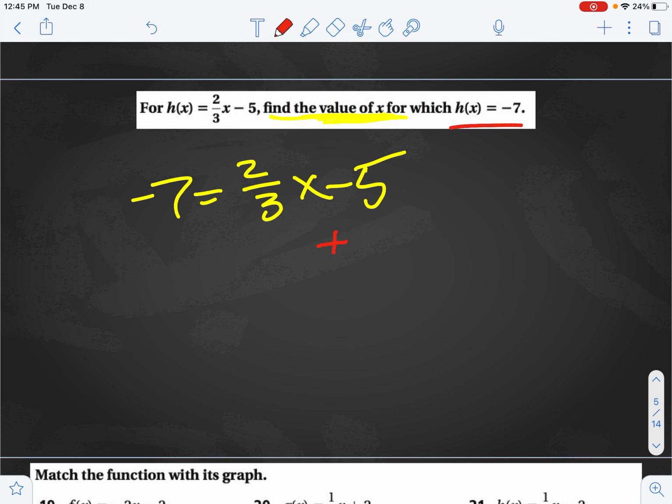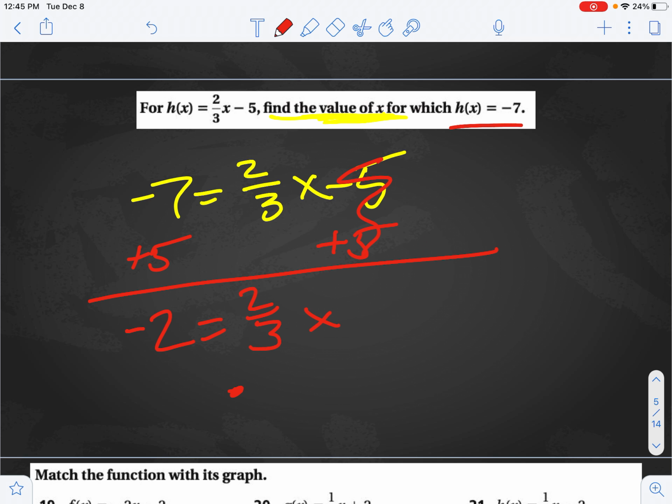Anyway, if we're solving, plus 5, plus 5, well, I don't want to cross that side out, I guess. That side I do. Negative 2 equals 2/3 x. I don't divide with fractions, so I multiply by the reciprocal. And x equals negative 3. And I can check my answer.